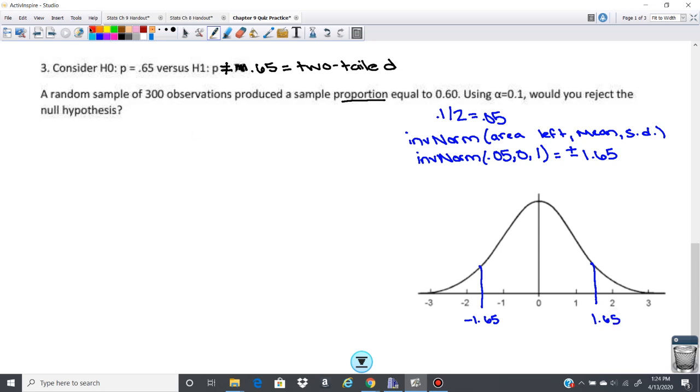Meaning I'm going to have two rejection regions for a two-tailed test. So I'm going to reject to the left of negative 1.65 or to the right of positive 1.65. So these are my rejection regions.